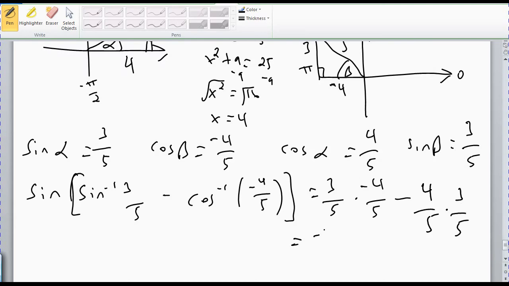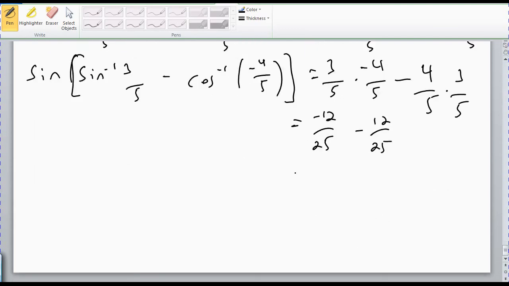So that gives us a negative 12 over 25 minus 12 over 25, which gives us the final answer of negative 24 over 25. That's fun, wasn't it?